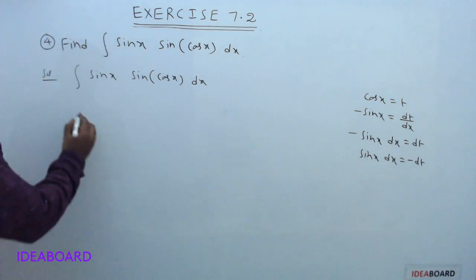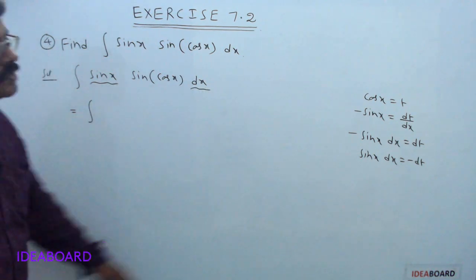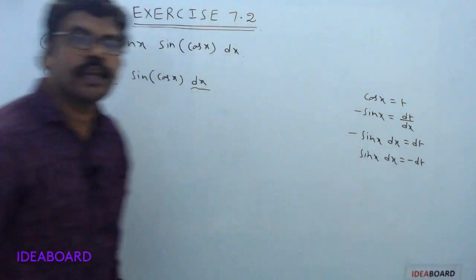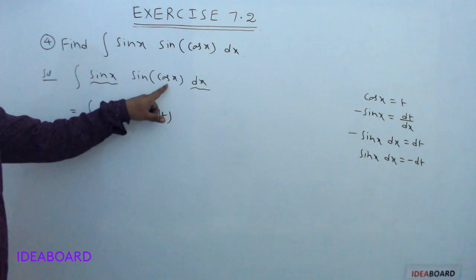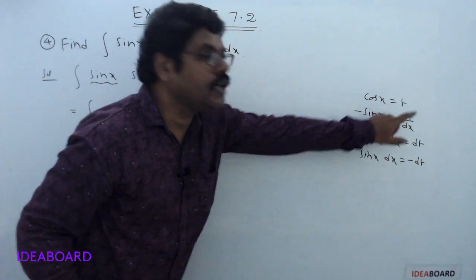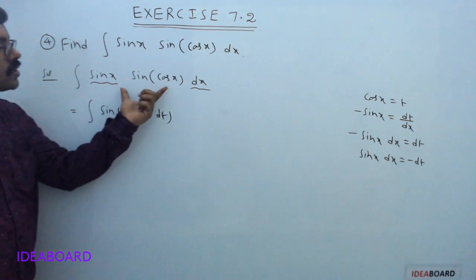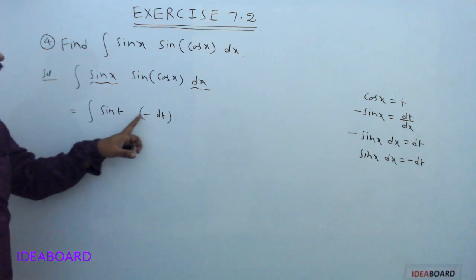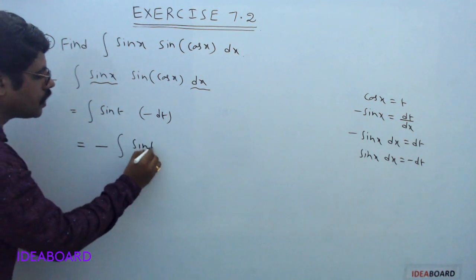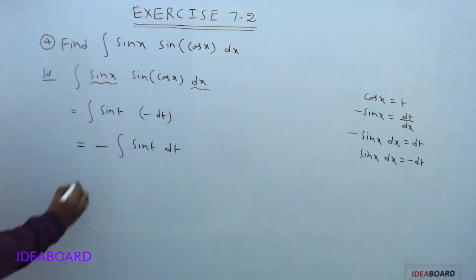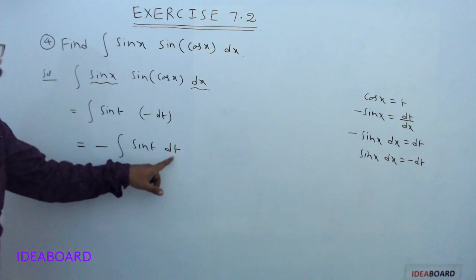Now come to the problem. Now this equals integral sin x into dx, sin x into dx value minus dt. This is sin of cos x. What is our cos x value? t. Now it is sin t. So this function becomes integral sin t into minus dt. Now this equals minus integral sin t dt.